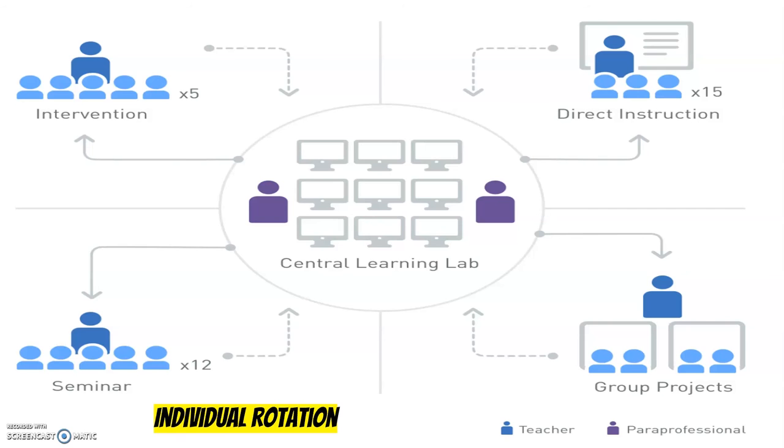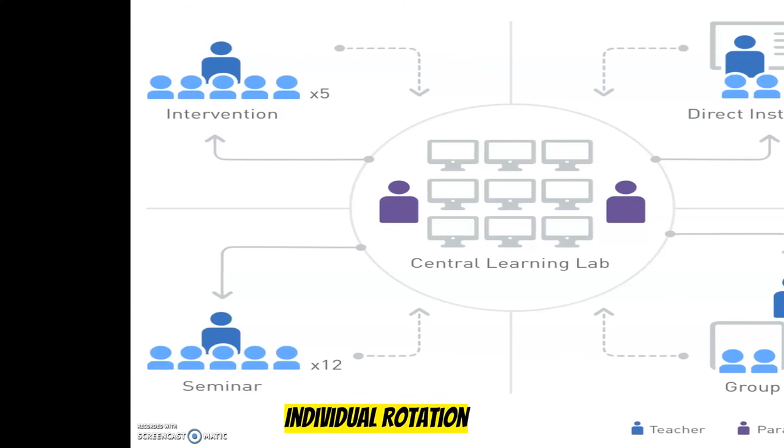The individual rotation model allows students to rotate through stations, but on individual schedules set by a teacher or software algorithm. Unlike other rotation models, students do not necessarily rotate to every station. They rotate only to the activities scheduled on their playlist.